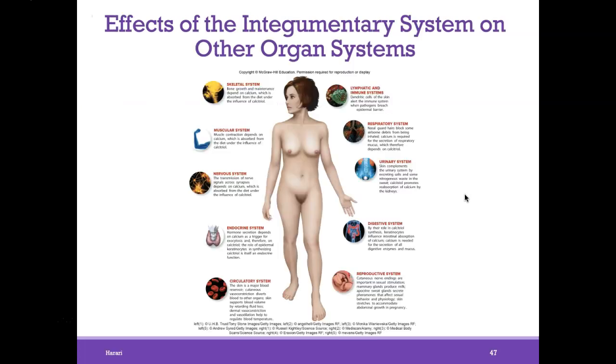Finally, I'd like you to pause here and take a close look at this diagram. This shows the effects of the integumentary system on all other organ systems. And this is fascinating. So a lot of us might not think the integumentary system is all that important, but it has great effects on every other part of the body. And this will come up in one of the assignments. So I suggest pausing here, taking a good look, and I think you'll find it very interesting. So that is the end of the integumentary system, and I will see you next time.